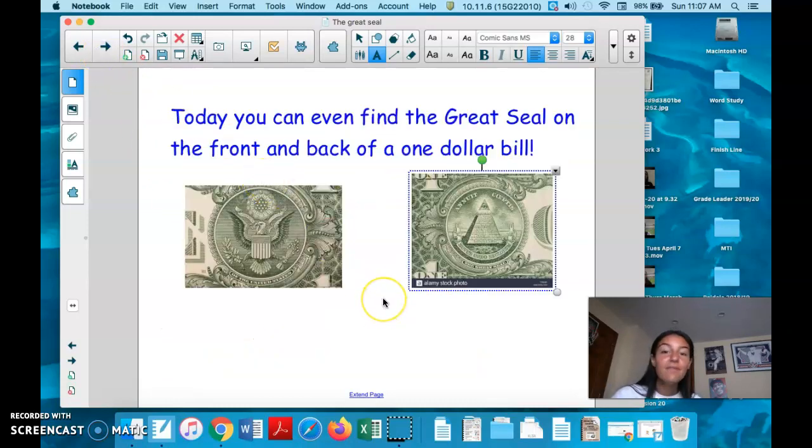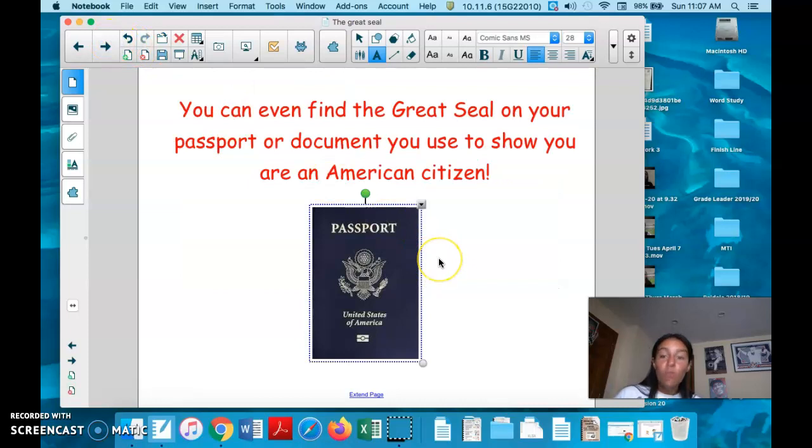Today, you can even find the Great Seal on the back of a dollar bill. You can see the front of the Great Seal and the back of the Great Seal on either end of the dollar bill. You can also find the Great Seal on your passport. A passport is a document you use when you want to travel to another country that shows, I'm a United States citizen and I'm coming to your country, and then they give you a stamp for your new country, and then when you come back, the United States gives you a stamp that you're back in the United States, and that stamp also has the Great Seal on it.